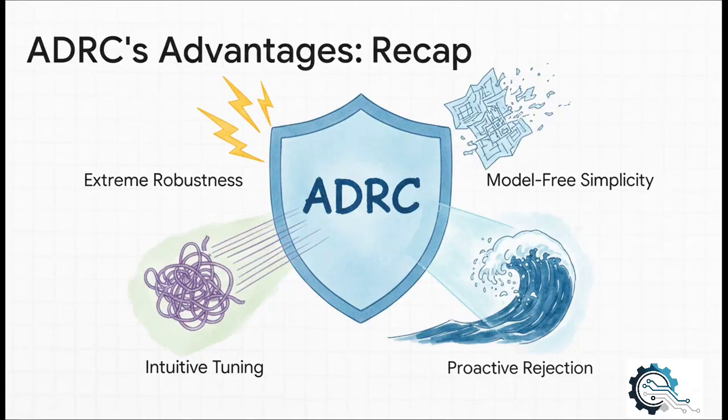So let's just do a quick recap of what makes ADRC so powerful. Right at the center, you have its core idea, active disturbance rejection. And from that, you get all these amazing benefits. It's extremely robust against pretty much anything you can throw at it. It has a model-free simplicity that engineers in the real world absolutely love. Tuning is way more intuitive and fast. And, of course, it's proactive, not reactive, solving problems before they even start.